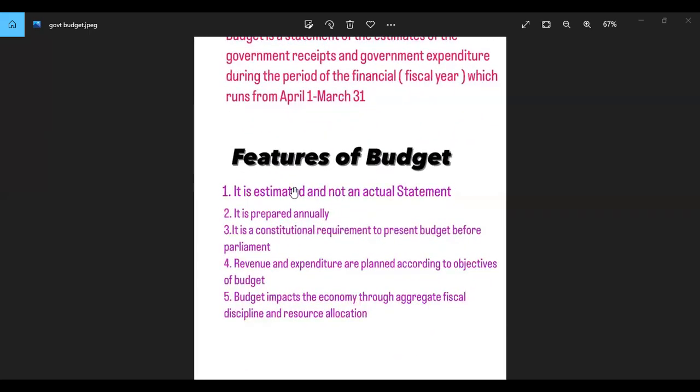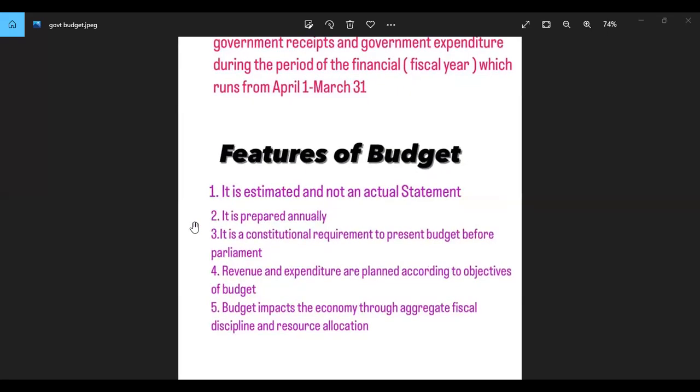Okay. Now coming to features of budget. So there are 5 features of budget. First, it is estimated and not the actual statement. See, it is the estimation, like this is the assumption. You are assuming that this will be the expenditure, this will be the receipt, and not the actual. You cannot say that actually in that year this will happen, because nobody knows what will happen in the financial year, right? So the first feature is it is estimated and not the actual statement.